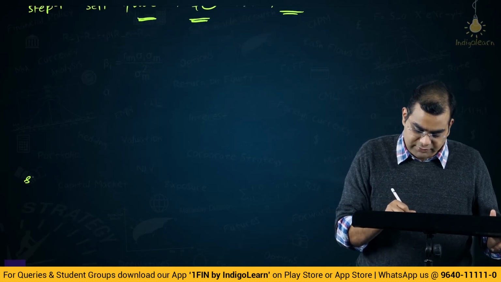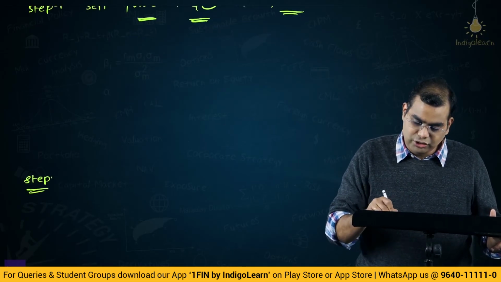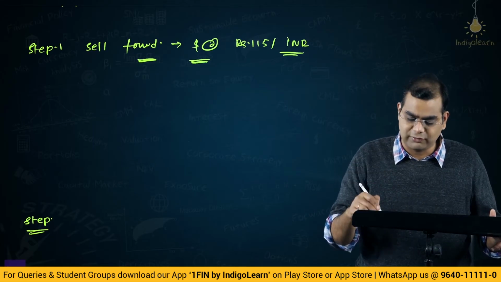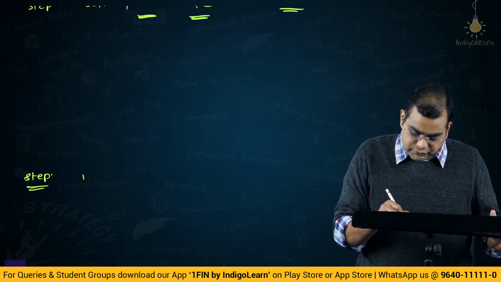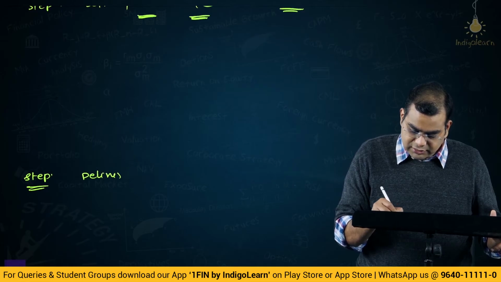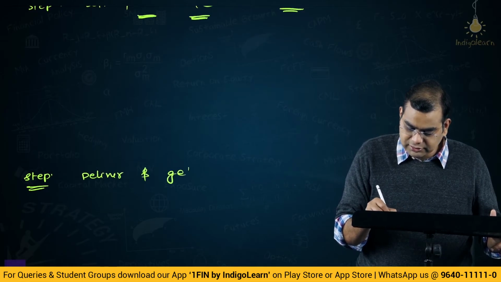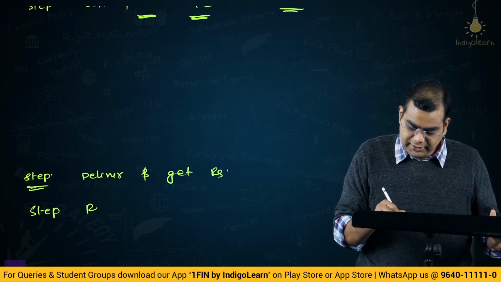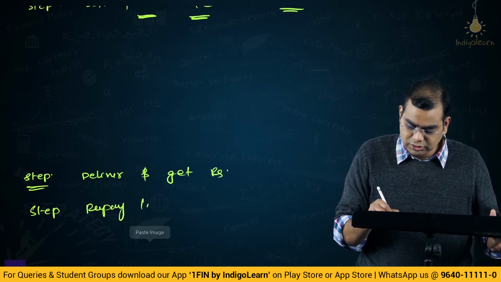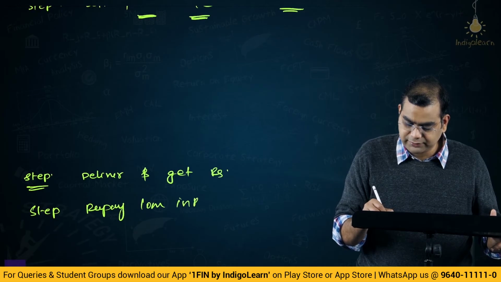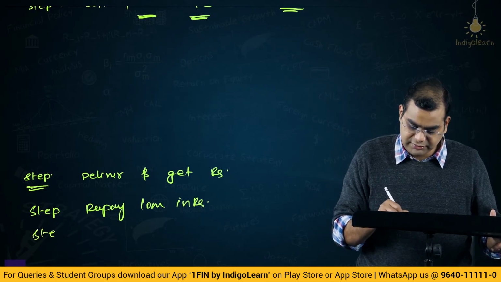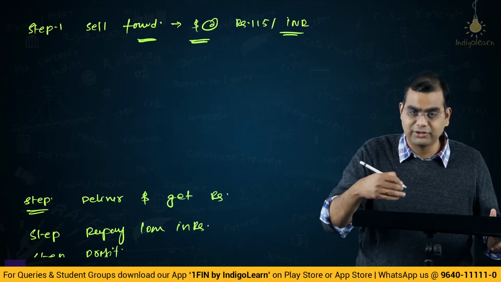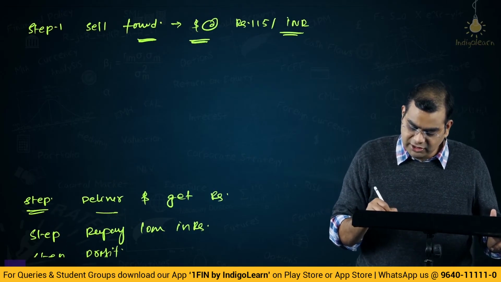So let us come to the bottom step. What is the bottom step? You are selling forward, entering the forward contract to sell dollar at 115. So deliver dollar, get rupees. Next step is repay loan in rupees. After that, next step is profit. And what happens here? You work backwards with the steps. You deliver dollar and get rupees.